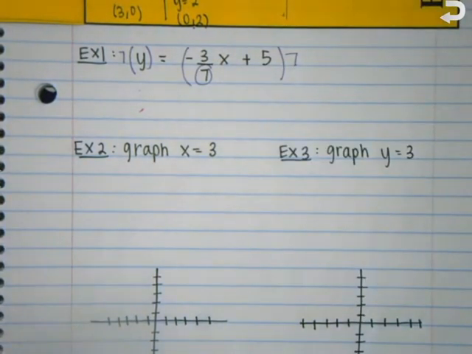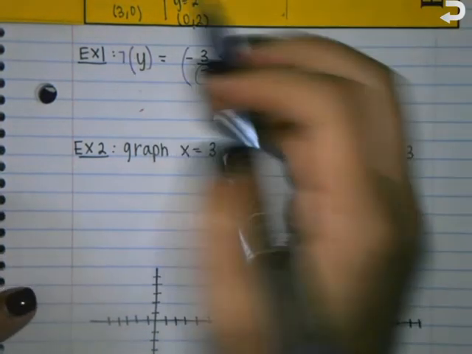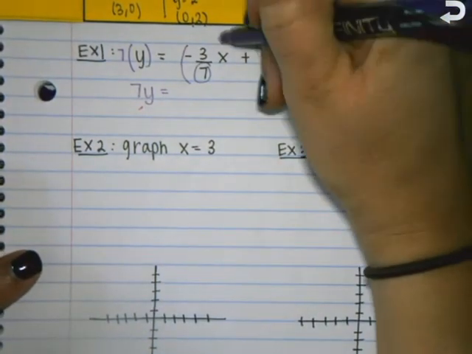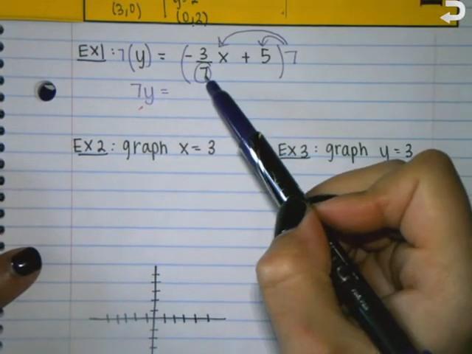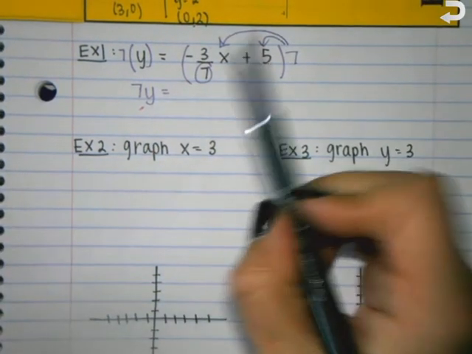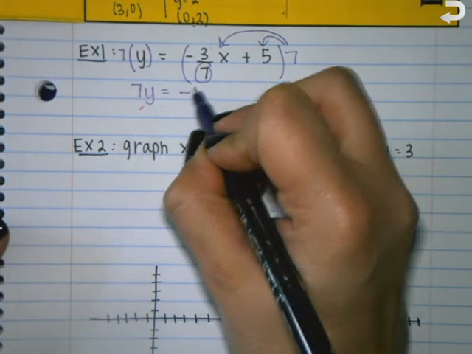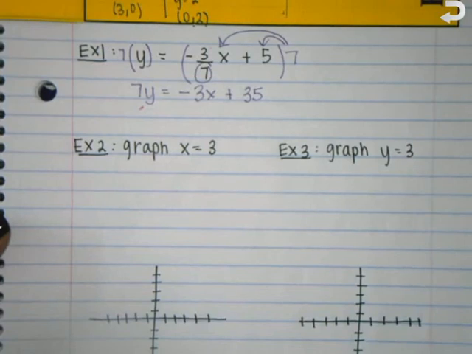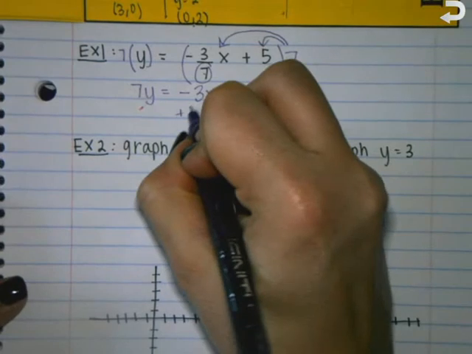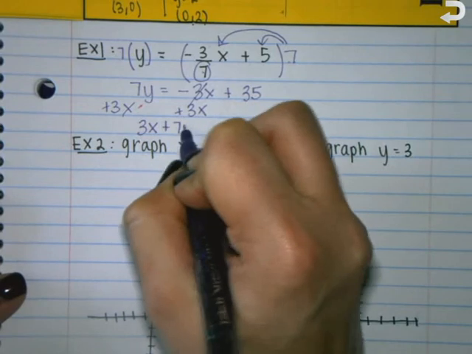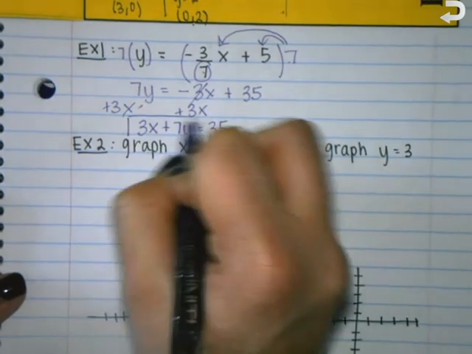Okay? Watch what happens. 7 times y gives me 7y equals, on this side I have to distribute, right? Okay, negative 3 over 7 times 7. The 7's reduce. You could also multiply it to negative 21 over 7, but that's still going to give you negative 3x plus 35. So you multiply by the denominator so that they reduce. And then you need to get x to the other side by adding 3x. And that's all you have to do. So that becomes 3x plus 7y equals 35. And now you're in standard form.